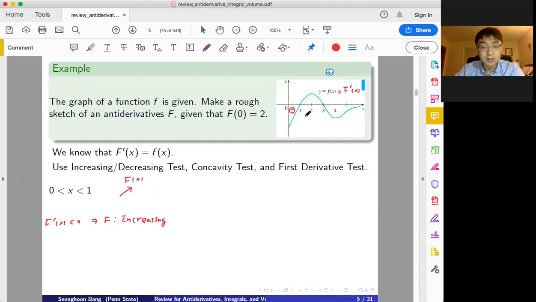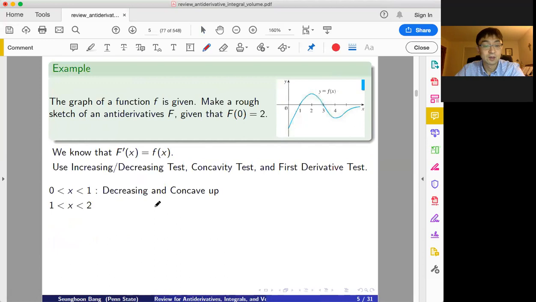One more: what about F double prime of x? F prime of x is increasing. So here, F prime of x is increasing. What does it mean? Do you know this one? The graph of F is concave up. Concave up. So we have concave up. So we have this result.